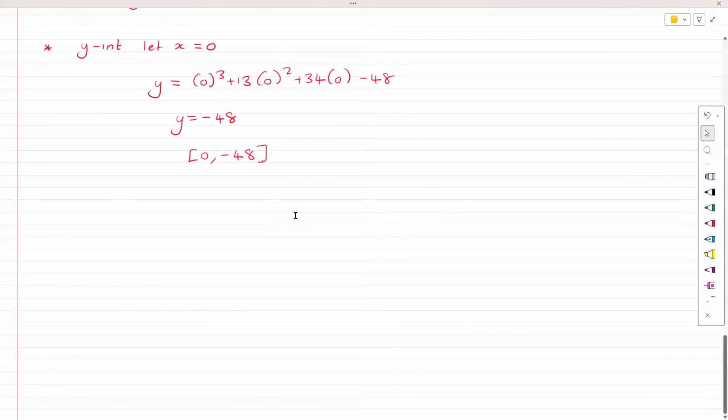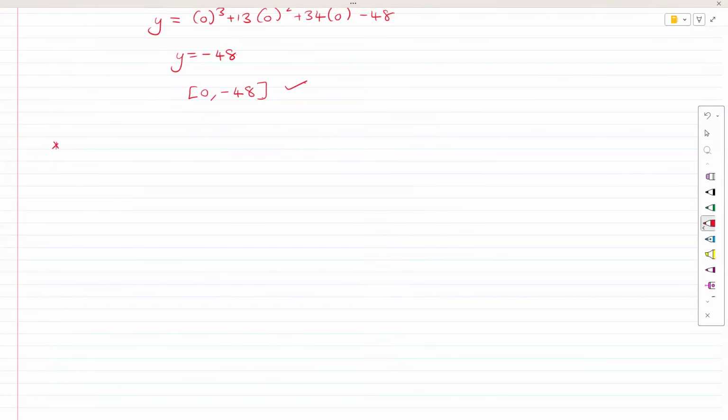Okay, so that's one mark gone. I'll be happy with that. If we deal with the x-intercept without the calculator, this would be x cubed plus 13x squared plus 34x minus 48. So now the x-intercept, we have to let y equal to 0. This is x cubed plus 13x squared plus 34x minus 48.